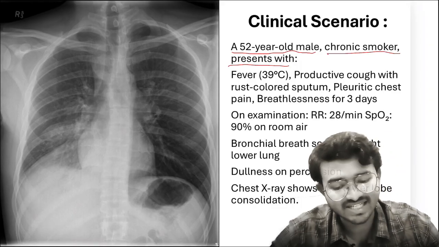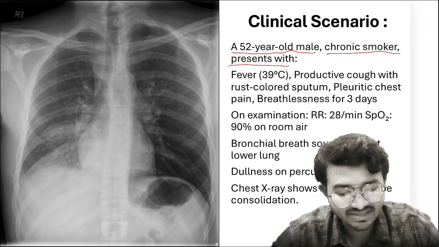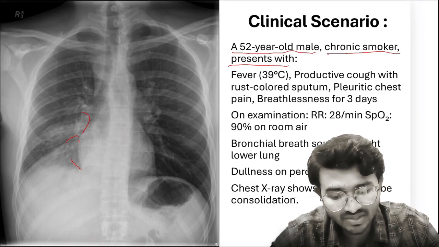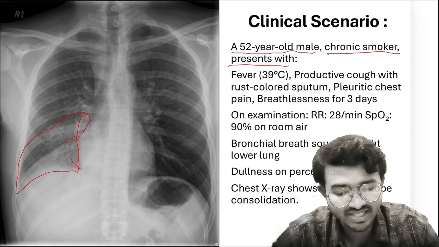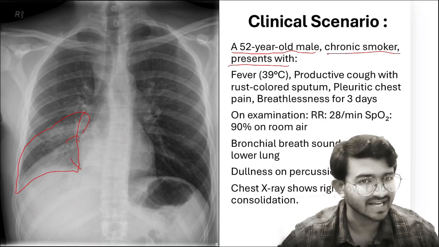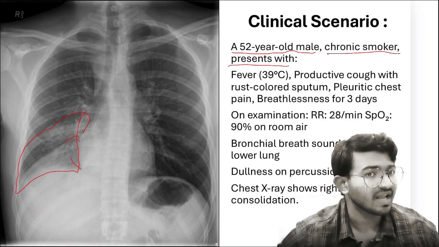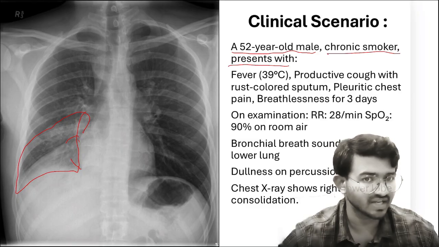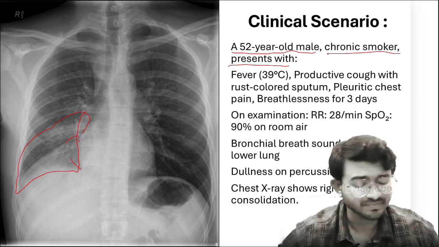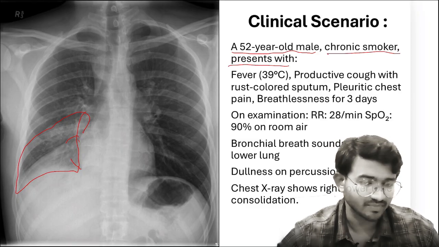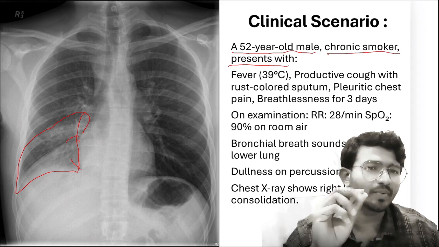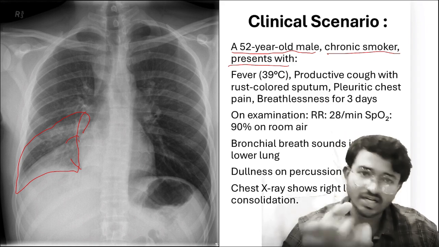If you look at this x-ray, you can see the right lower lobe is totally filled with consolidation. The costophrenic angle we can't see, and on the other side we are seeing a blunt costophrenic angle. Next, here you can see the air bronchogram and little white opacities, which we call consolidation.